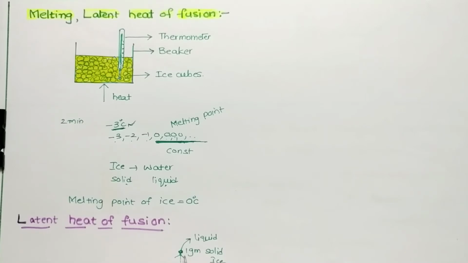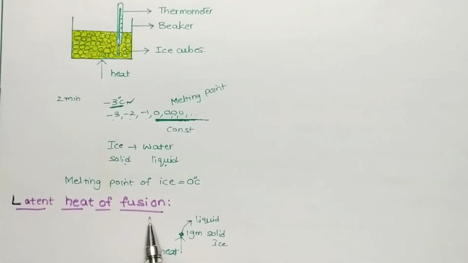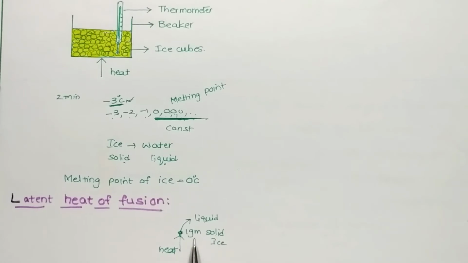Definition-wise, if we have 1 gram of solid, that means 1 gram of ice, the amount of heat quantity we give to convert it completely into liquid is called latent heat of fusion. That means the amount of heat quantity required for 1 gram solid to convert into liquid state is called latent heat of fusion.